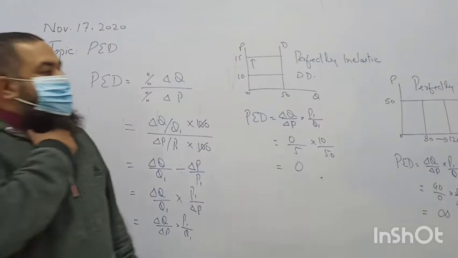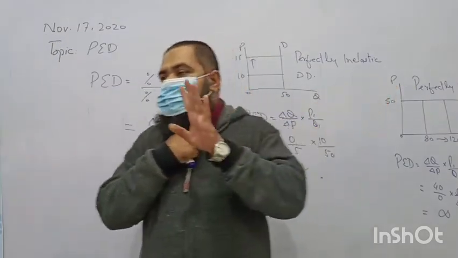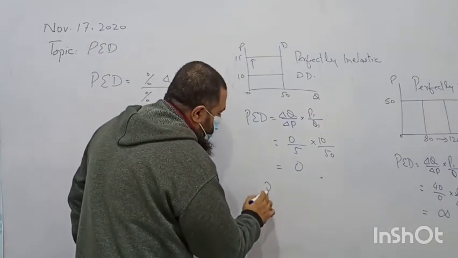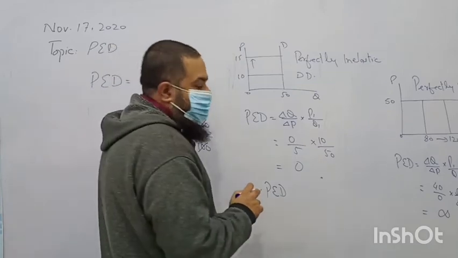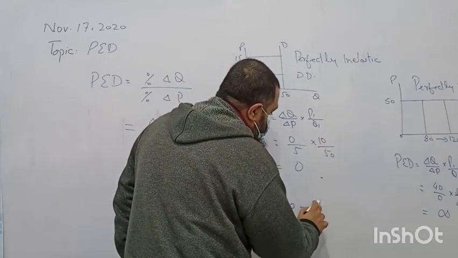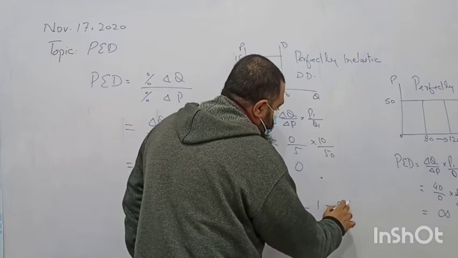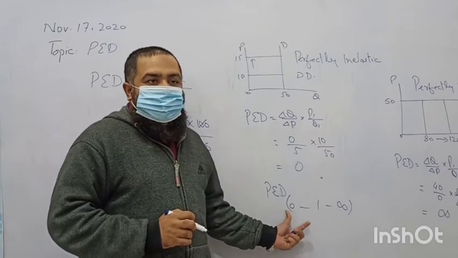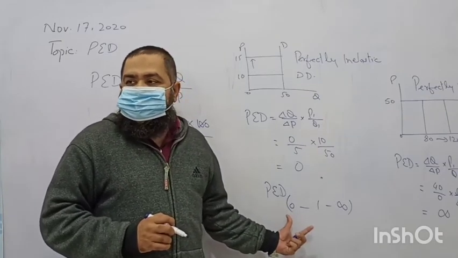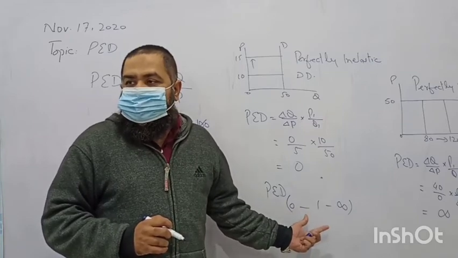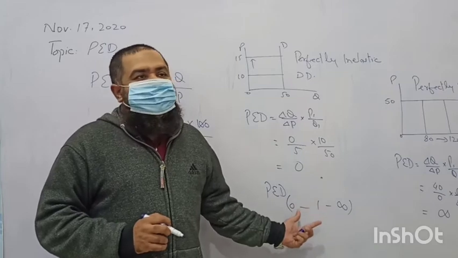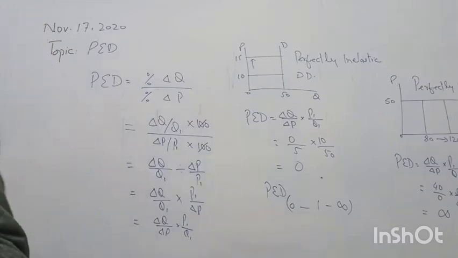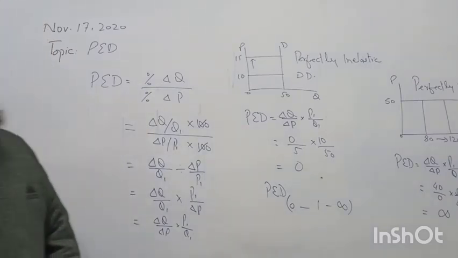Okay? So these are the 5 different cases of price elasticity of demand. We measured them, and the values of price elasticity of demand lie between 0 and 1 and then infinite. Either it can be 0, or between 0 and 1, that is inelastic, equal to 1, that is unitary elastic, or greater than 1, elastic, or infinite, which is perfectly elastic. So these are the different values for the price elasticity of demand.